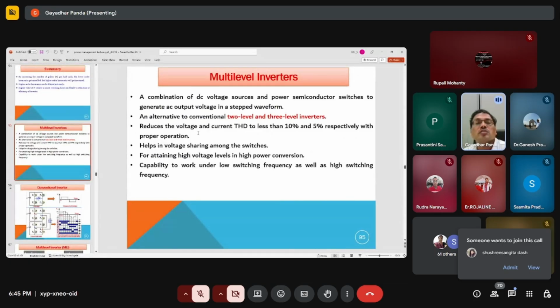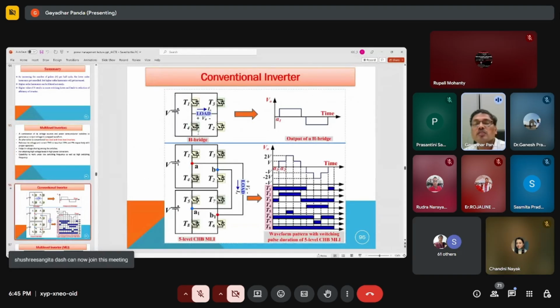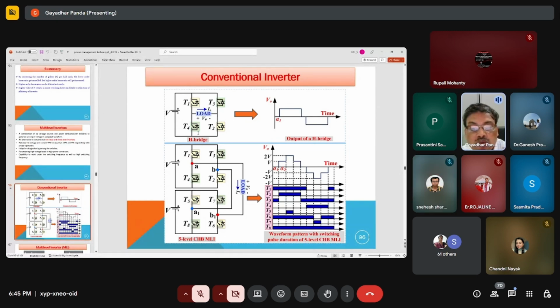Yes, we are talking about the multi-level inverter. Why will we go for the multi-level inverter? Here you can see the upper one is a two-level inverter, that is a conventional inverter circuit, and this is a 5-level multi-level inverter. You will get a staircase output, but in the 2-level inverter, it is a rectangular output. If you analyze the harmonic content in that output voltage, definitely it is less in the case of a 5-level inverter. That's why the main focus of research is on the multi-level inverter.